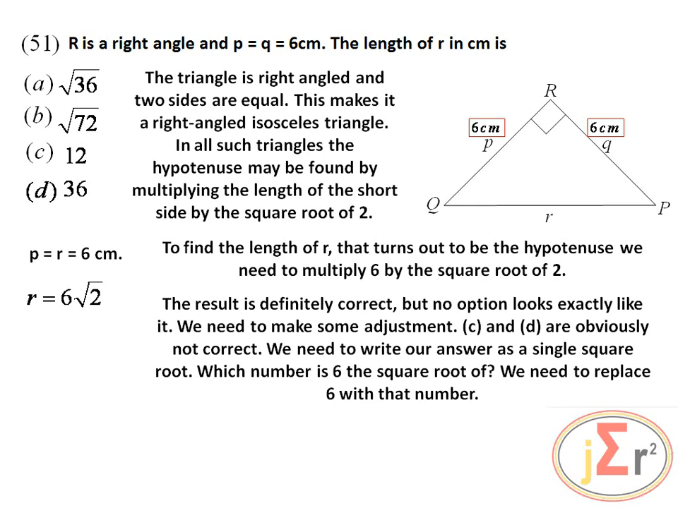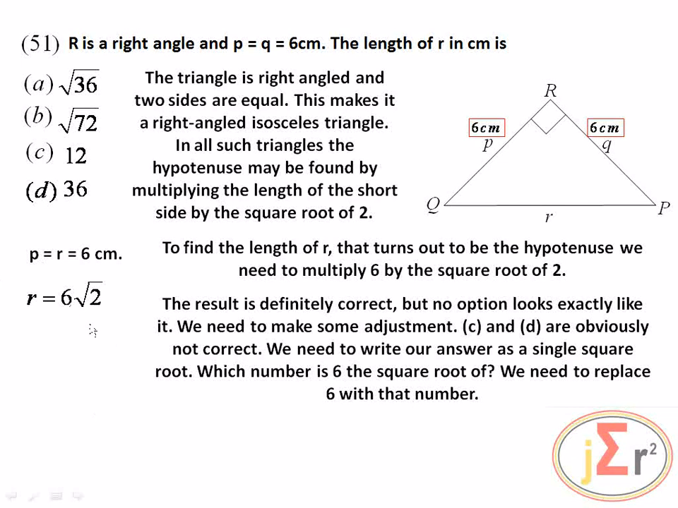First question is, which number is 6 the square root of? We need to write our answer like this or this. We have 6 times the square root of 2, and we are sure that that one is correct. We need to get it in that form. We also need to write this in the form of a square root. What number is 6 the square root of? We need to replace 6 with that number.